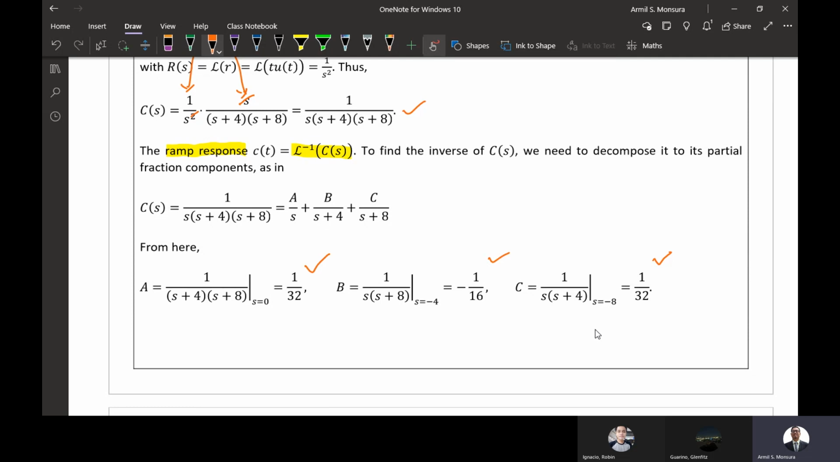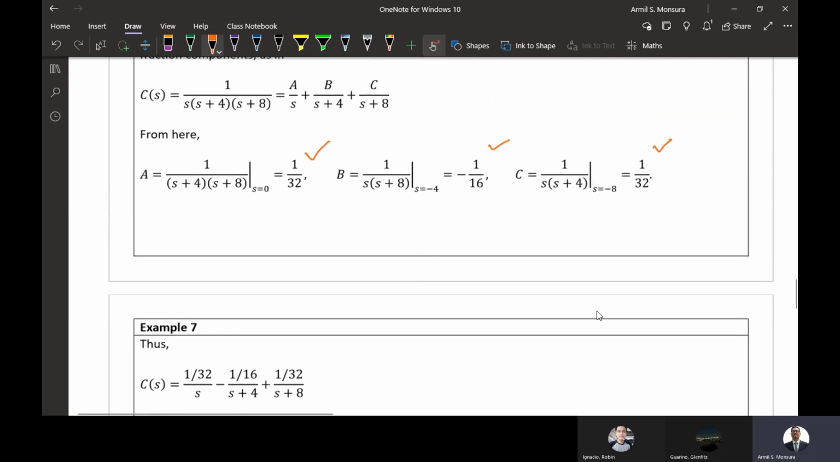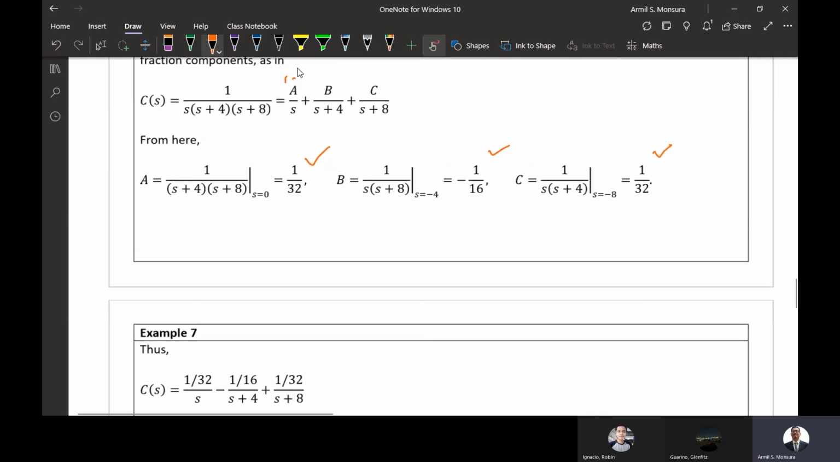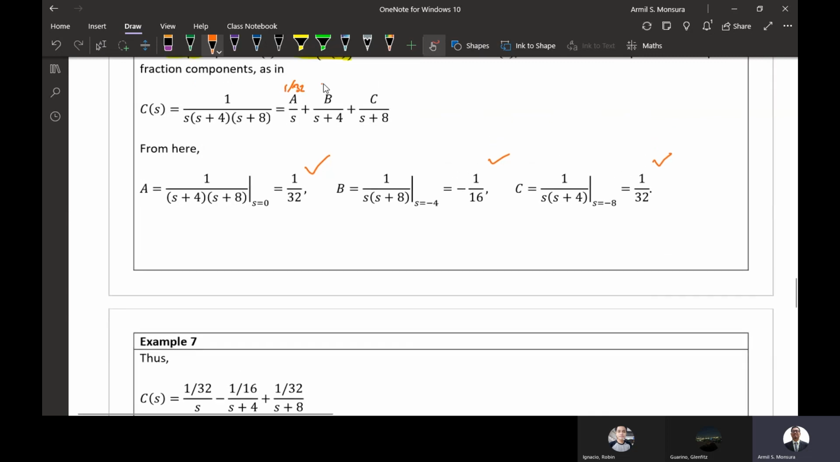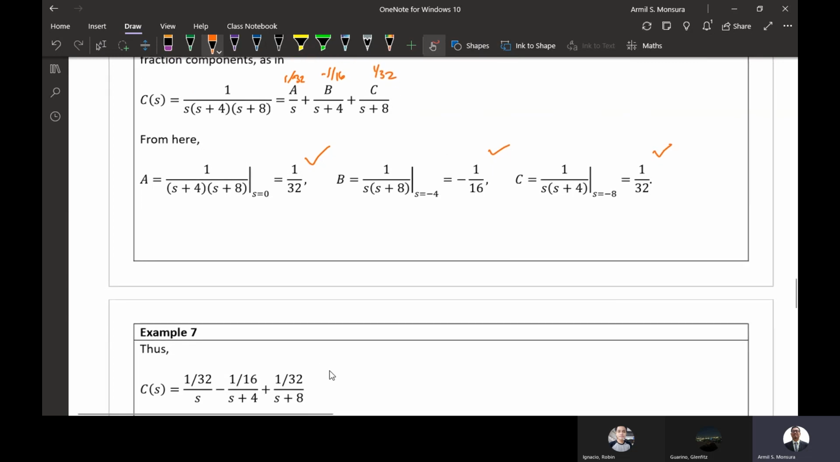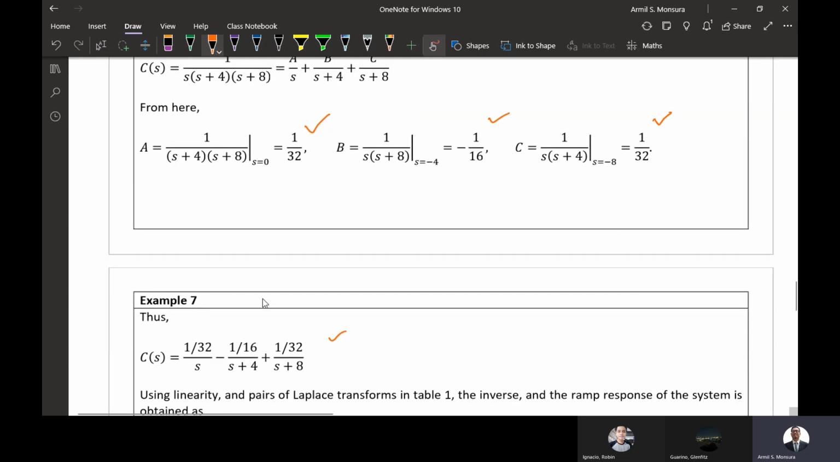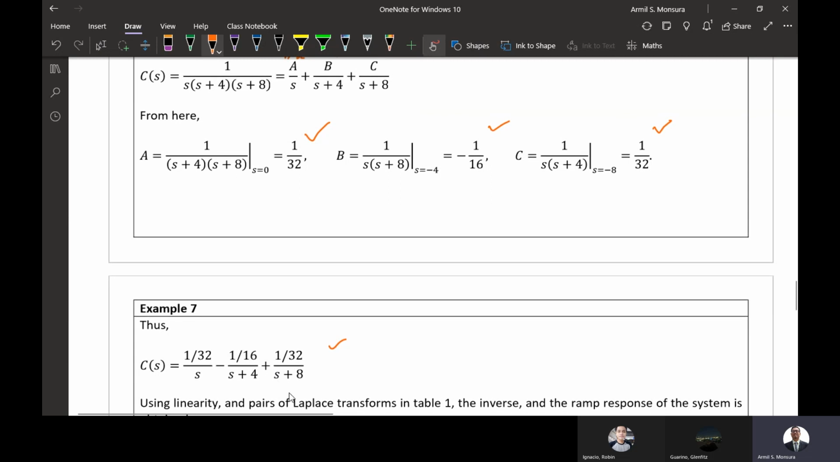Okay? So, napag-usapan na natin yung cover-up method kanina. Verify nyo na lang from the previous discussion na yan yung lalabas sa cover-up method natin. Okay? So, now that gives us, ito, 1 over 32 daw ito. Ang B natin is negative 1 over 16. Ang C natin is 1 over 32. So, ito siya. So, we will have 1 over 32 over s minus 1 over 16 times s plus 4, and then 1 over 32 times s plus 8.